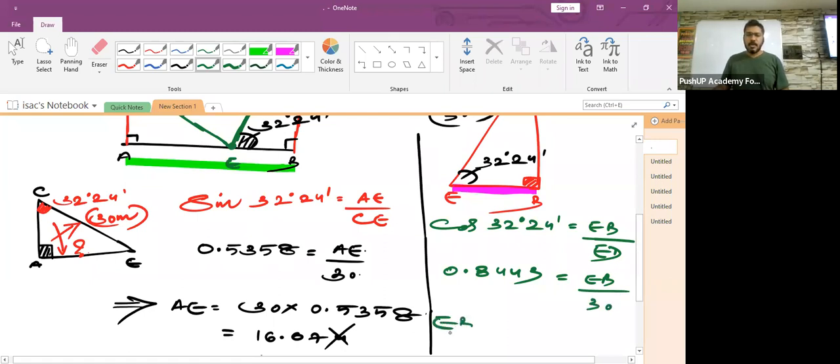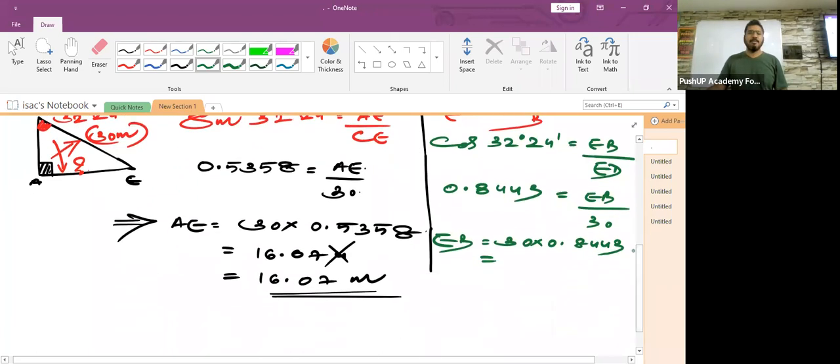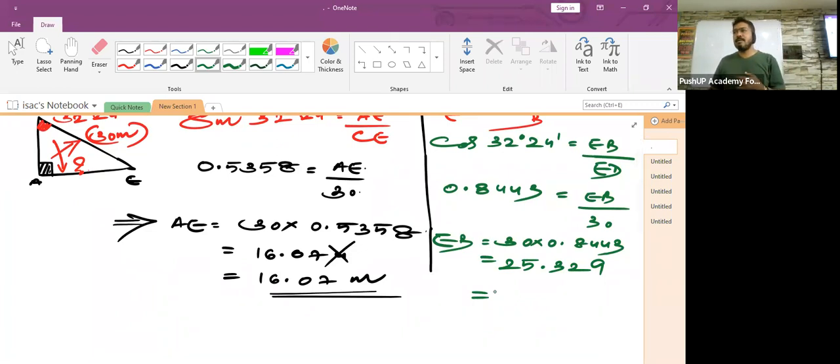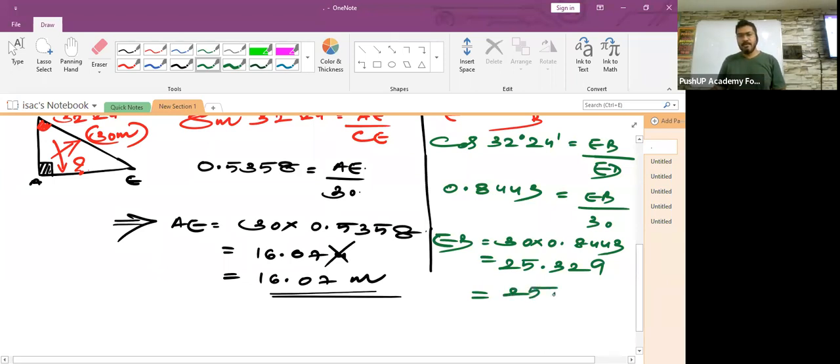So EB will be the product of 30 and 0.8443. Now, children, please multiply these two numbers. How much? 25.329. Please be careful, children. If you have a third decimal digit which is greater than or equal to 5, you shouldn't be ignoring it. So 25.329. You have to round this off to 2 decimal digits, right? So how much do you get? 25.33 meters. All right. So you got the value of AE and EB.